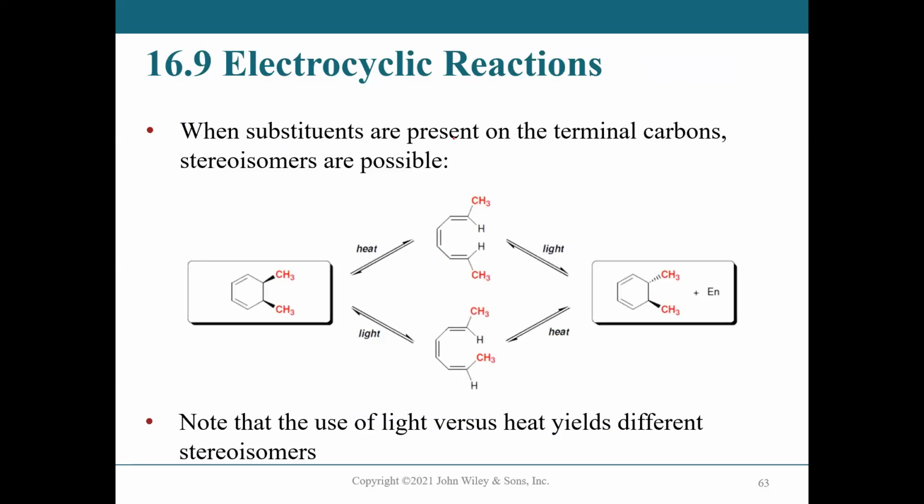So when substituents are present on the terminal carbon, stereoisomers are possible. So we have some substituents, right? And with these interactions with light or heat, we can get these stereoisomers. So if you're going to have the one up and one down plus the enantiomer, they don't show it, but we'll draw it. You're going to have the other one, right?